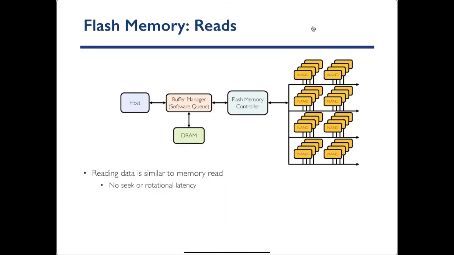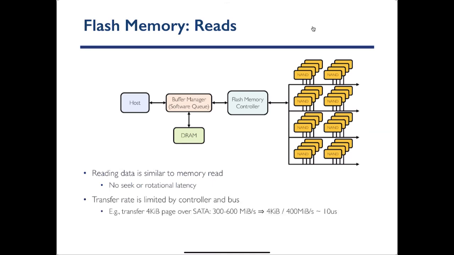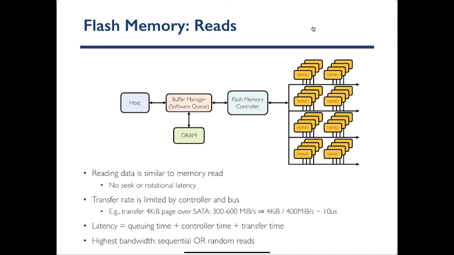Now, reading is pretty easy. It's kind of like reading from your DRAM. It doesn't really matter where you want to read, because there is no rotation and no seek time. You just send your address on the address bus, and then you can read from those cells. It's pretty straightforward. So random reads and sequential reads are equally fast.